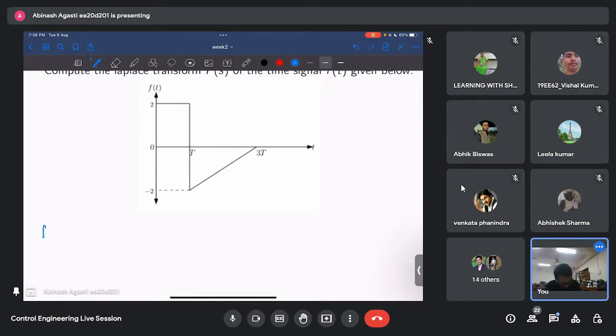So f of t, we know it is just some 0 to t time, till here it is just a constant thing, okay? So suppose we have this constant kind of thing, then let us take that first, okay? Like we have something like this t. So how do we represent this?